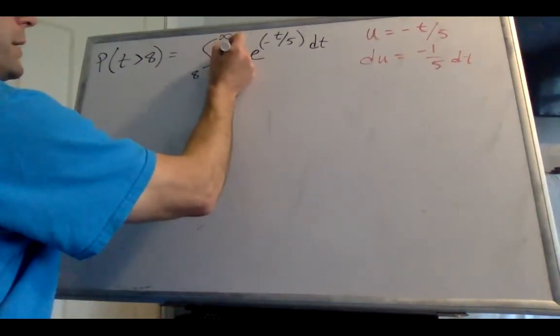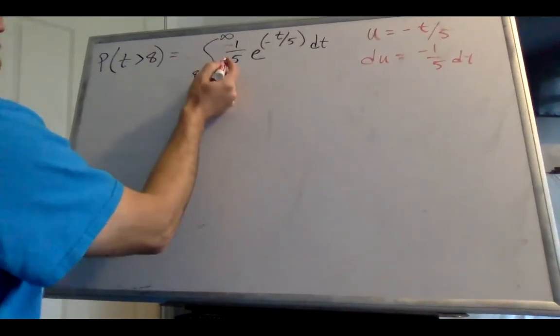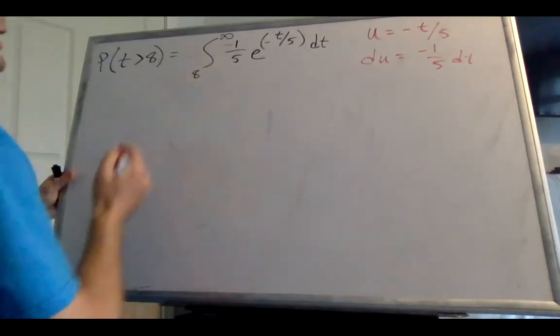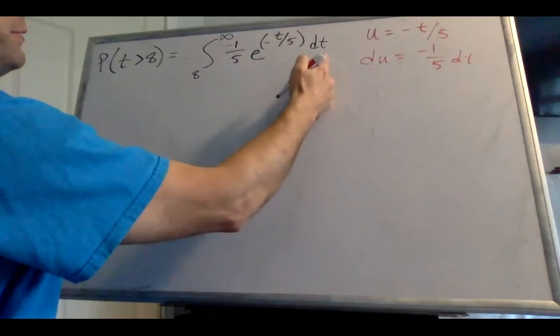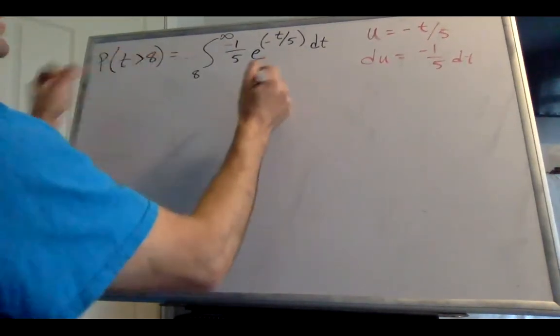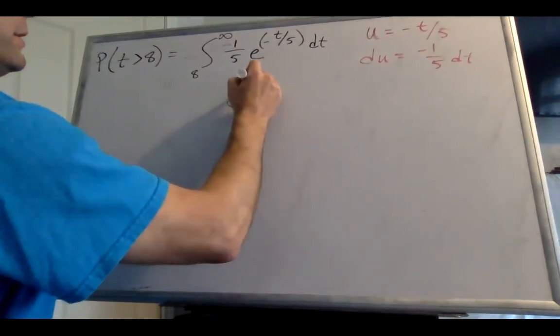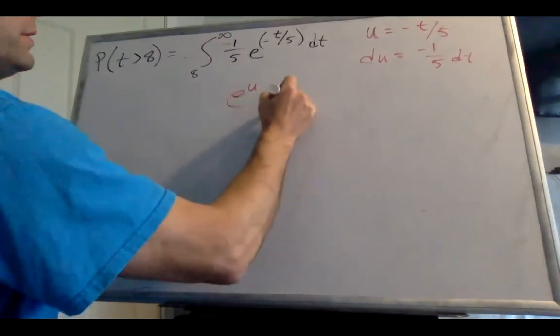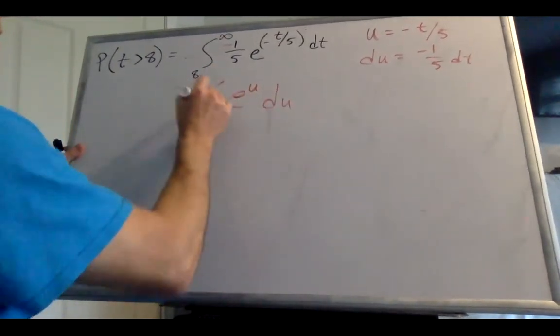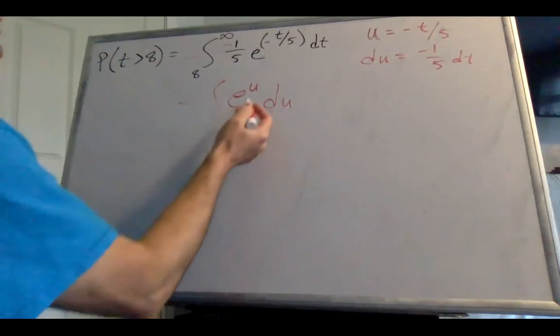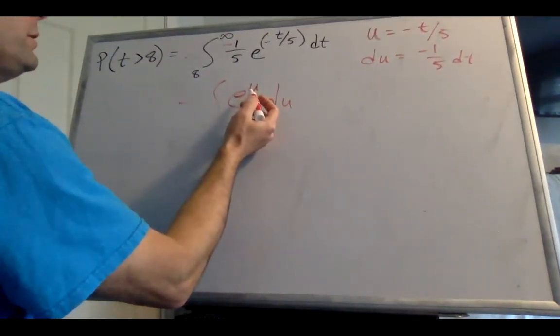And if I have a minus 1/5 dt, which I can have if I want it, it's just going to cost me an extra negative out front. Minus 1/5 dt is that du. So this is really just e to the u du. I got a negative out front. And if I really want to, I can change the limits of integration.